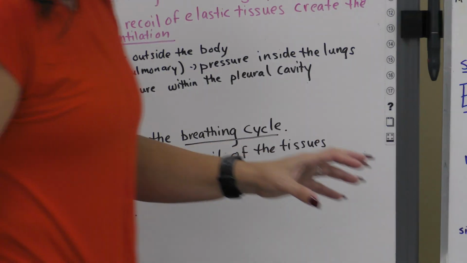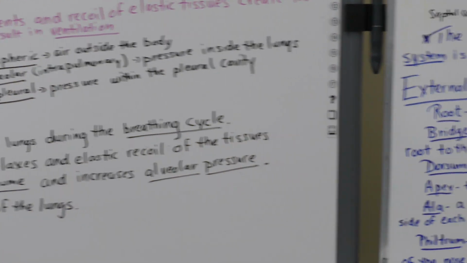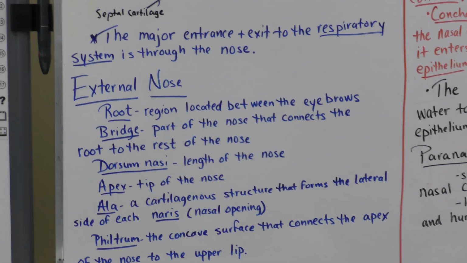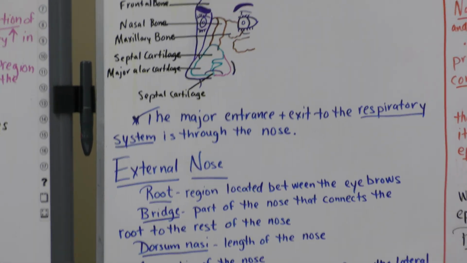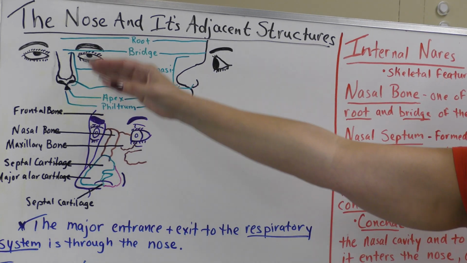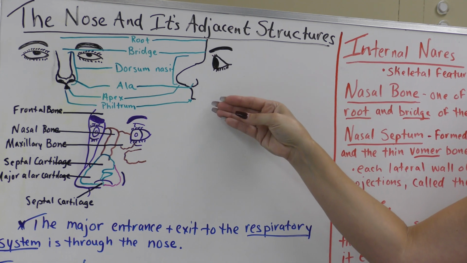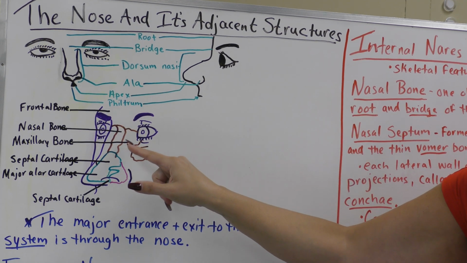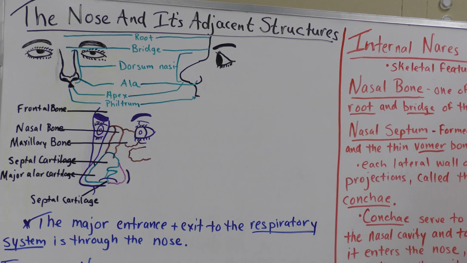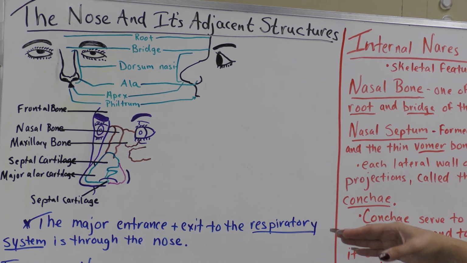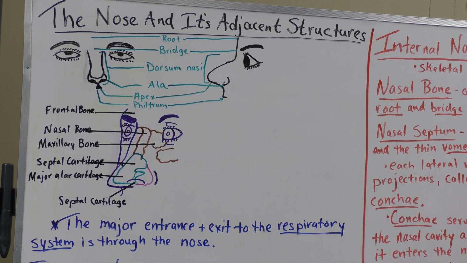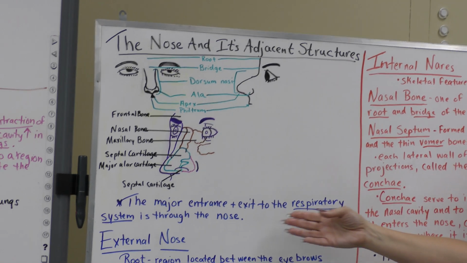I wanted to go over just briefly with you some anatomy, since we like to do both during these videos. And this is the nose and its adjacent structures. So we'll look at our skull here when we look at our nose. I've done some drawings for you. There's the front view of this person and the side view. And then here, if you notice the darkened in parts, those are the actual bones that we're showing you. So the major entrance and exit to the respiratory system is through your nose. If you get a stuffy nose and a head cold, you have to breathe through your mouth, right? But the major part is your nose.